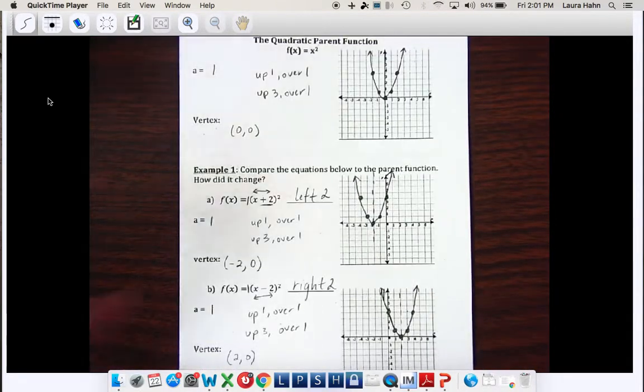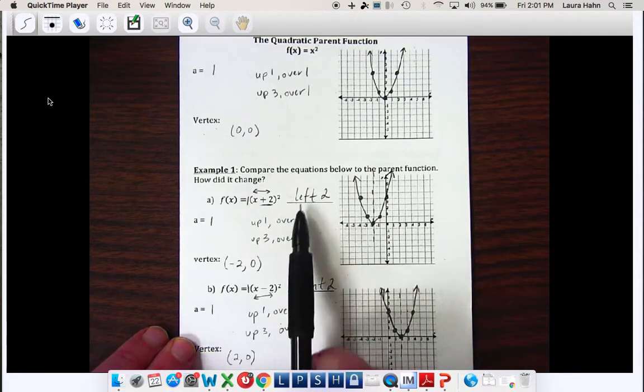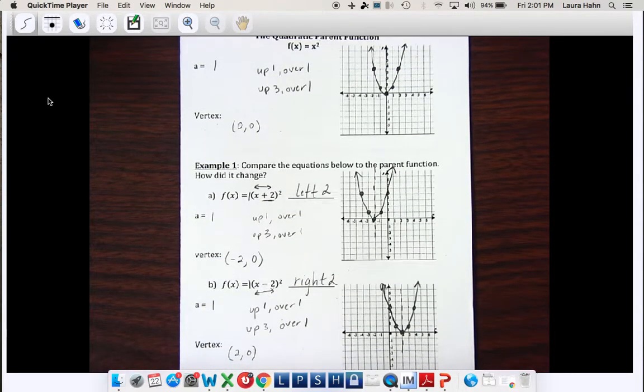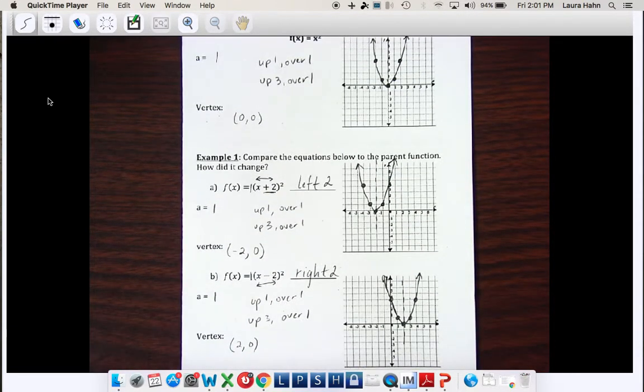okay, so you should see, here's my parent function. This one said it should move to the left 2, which it did. This one was moved to the right 2 from this parent function. All right, cool. Let's keep it going.